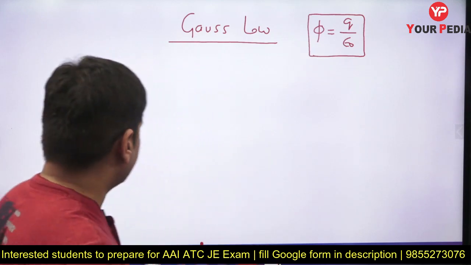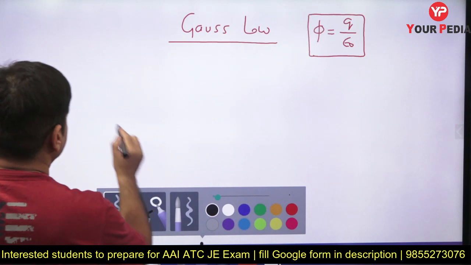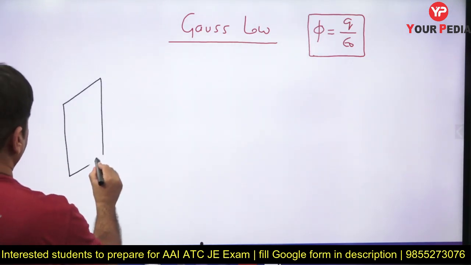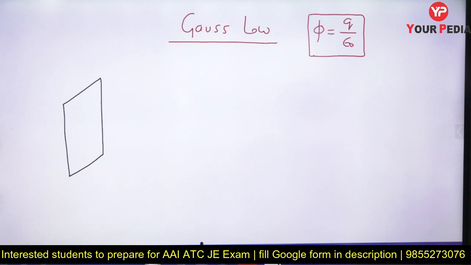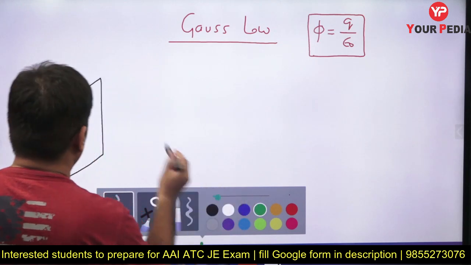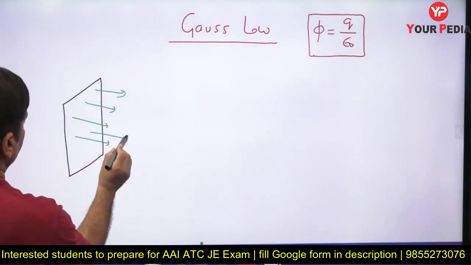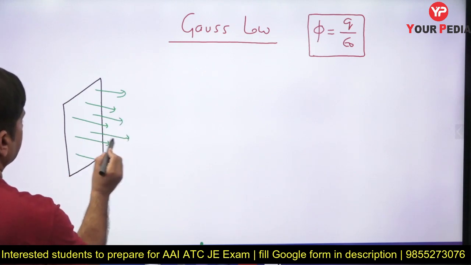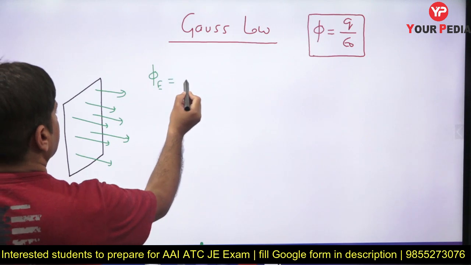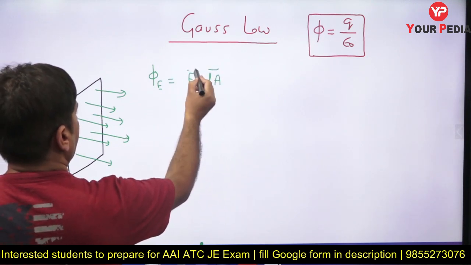So roughly what we understand is that suppose I give you this as a surface, a plane surface, and as you know, a plane surface is a two-dimensional entity. Now how many electric field lines are coming out of it? That defines the electric flux. The formula of electric flux is nothing but the integration of E dot dA.